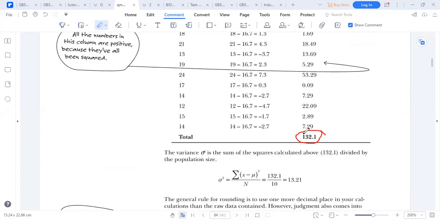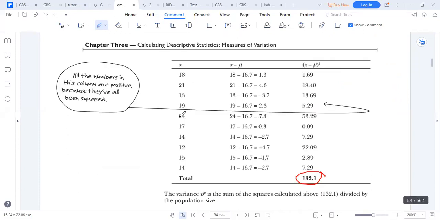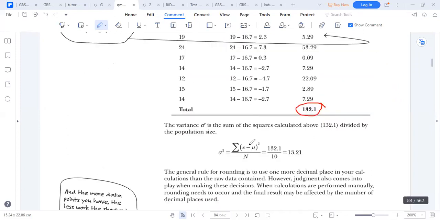The total is not the variance, it's the sum of (X minus mu) squared. Then we divide by the number of what? Entries. 1, 2, 3, 4, 5, 6, 7, 8, 9, 10. So we divide by 10. So this is what we call our variance. Our variance is 13.21. I personally do not like this formula, but anyway, it is what it is.